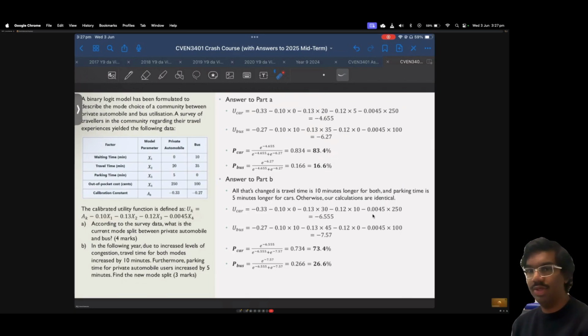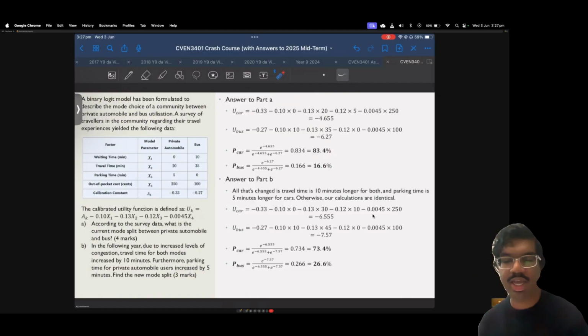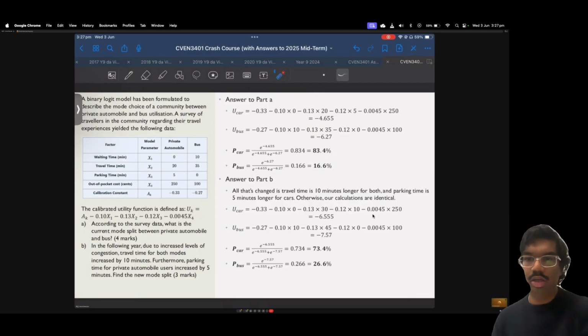Whereas the bus, if you do the same thing, because we got a much lower utility, unsurprisingly, we get a much lower mode share, and you get only 16.6%. Part B is quite straightforward. All that's changed is travel time is 10 minutes longer for both, and parking time is 5 minutes longer for cars. Otherwise, our calculations are identical.